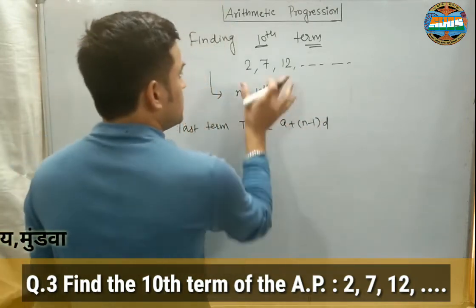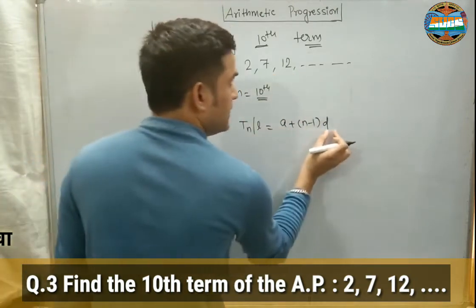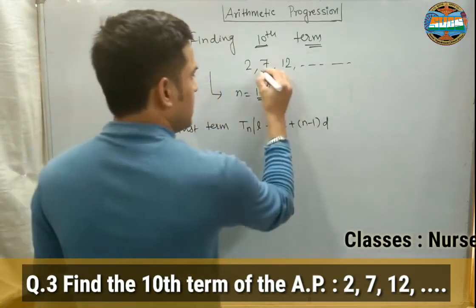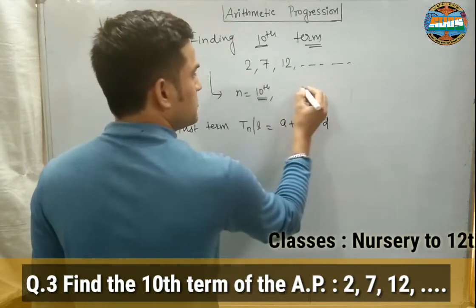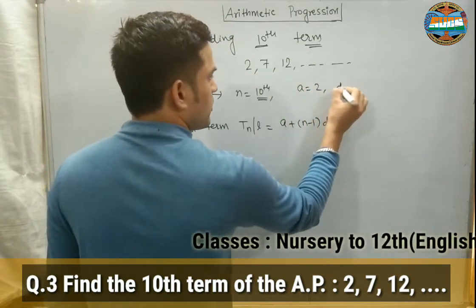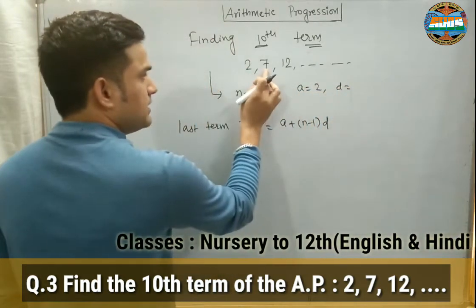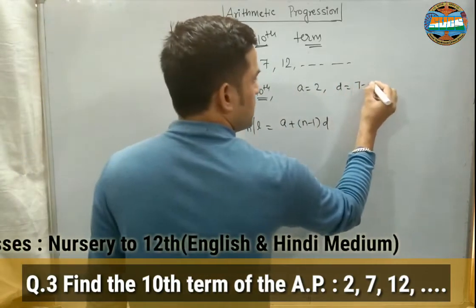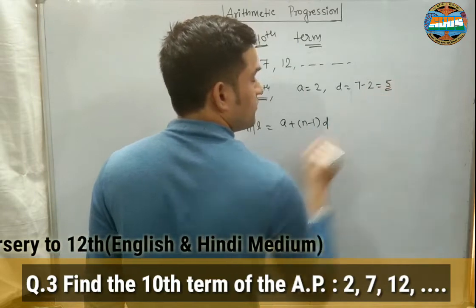We find A and D according to the series, where A is the first term, A is 2, and D is the common difference, 7 minus 2, which gives 5.